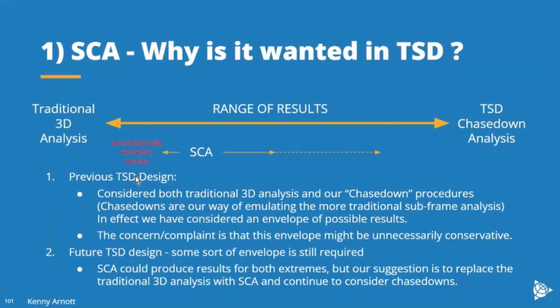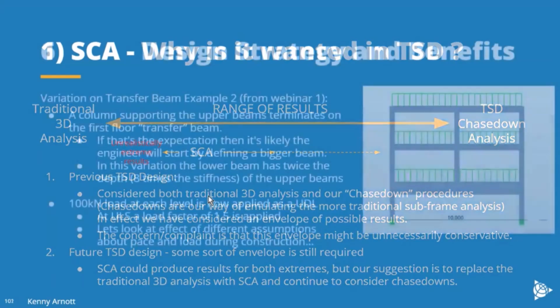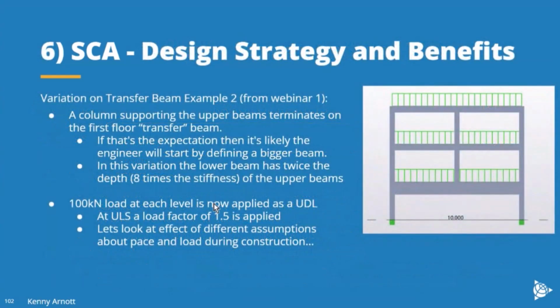We can stop designing for the 3D analysis, start designing for some stage construction analysis results, and get a little bit more economy. And just to try and put some numbers to this in, again, a simplified example, I'm going back to an example that I started in webinar 1, a 3-story structure. I've got a transfer beam at the bottom, so as an engineer I'm thinking this beam's big and strong, it holds up this column, and I'm expecting to see a bending moment profile on these beams above where there's hogging at the central support.